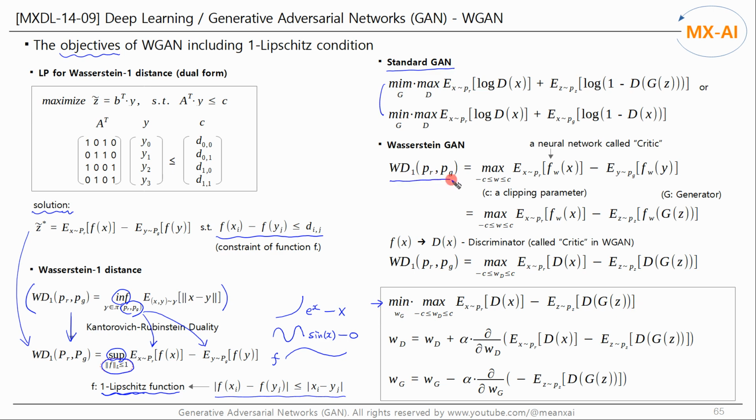GAN uses this formula to estimate the Wasserstein 1 distance between PR and PG. This expression comes from this expression. As mentioned before, f is not a function, but a neural network. To roughly apply the one Lipschitz condition to this expression, the authors of the WGAN paper used a method that limits the size of the network parameter W to be between -c and +c.